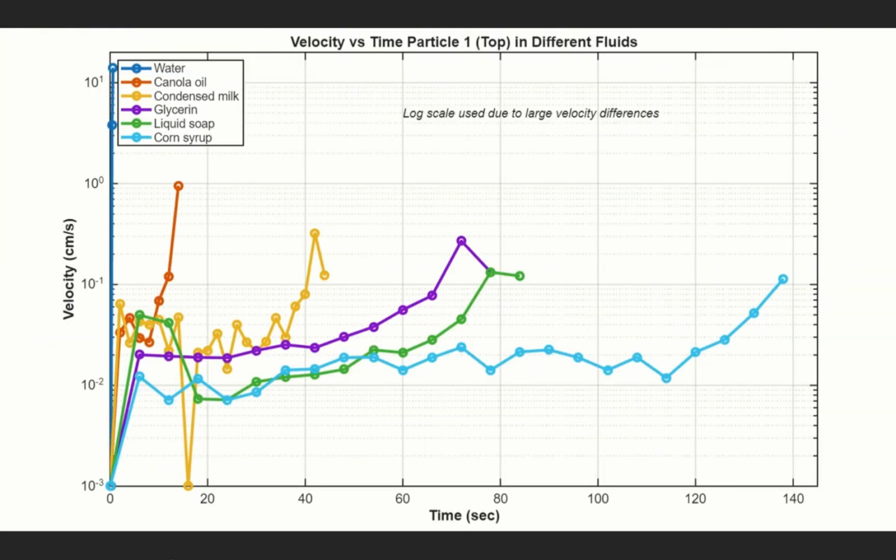Here, we compare the velocity profiles of representative particles across different fluids. The top particle shows the strongest separation between fluids. In water, it accelerates rapidly, while in viscous fluids like glycerin, condensed milk, and corn syrup, the velocity stays orders of magnitude lower. This confirms that viscosity dominates the initial response to the magnetic force.